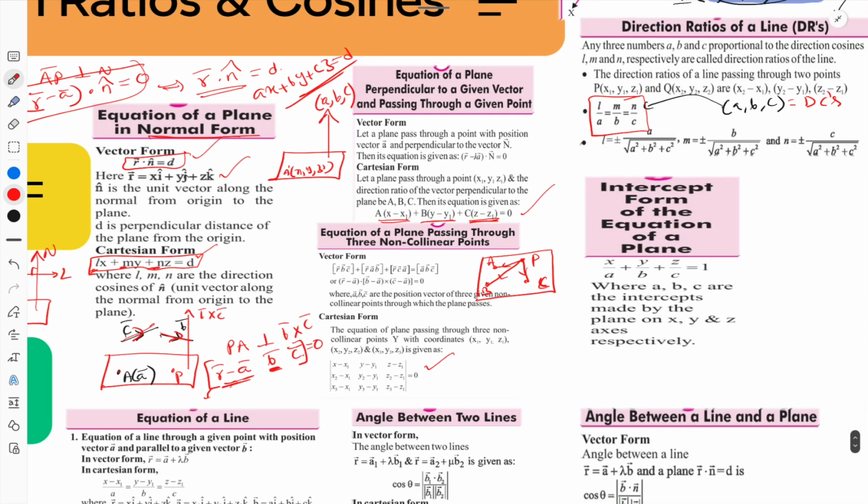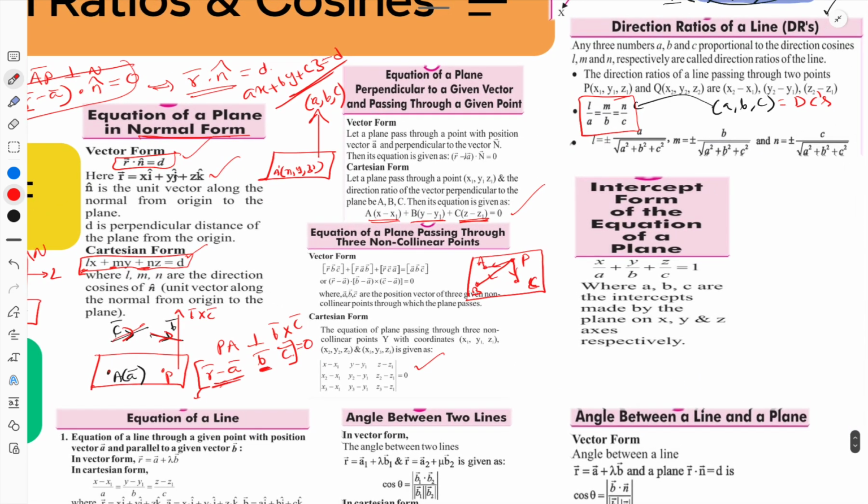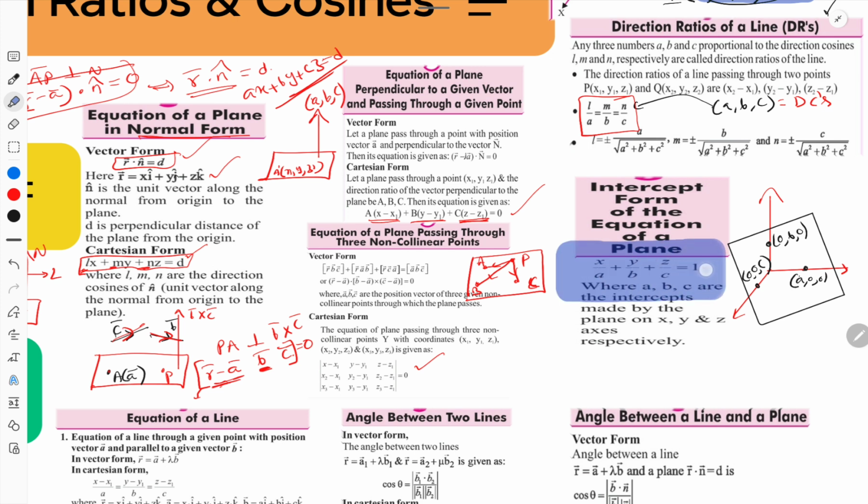Right. There is another form called the intercept form of a plane. What is that intercept form of a plane? If a plane intersects the x-axis, y-axis, and z-axis at 3 points, a, b, and c, with coordinates (a, 0, 0), (0, b, 0), (0, 0, c), then the equation of the plane can be taken as x by a plus y by b plus z by c equal to 1.